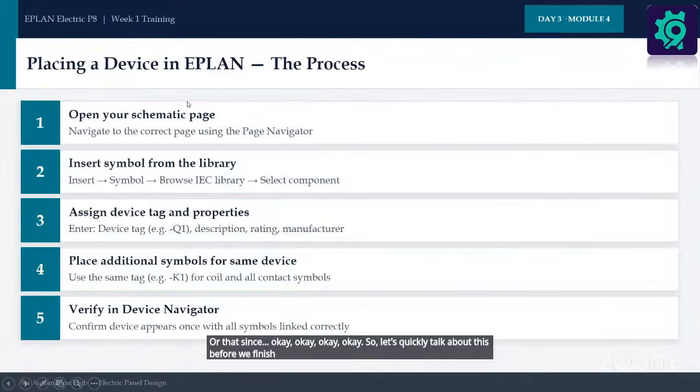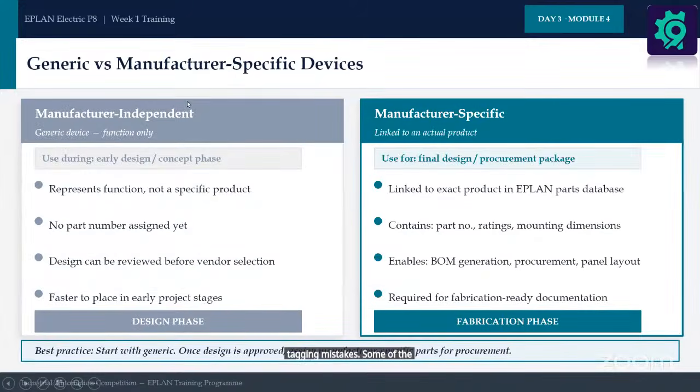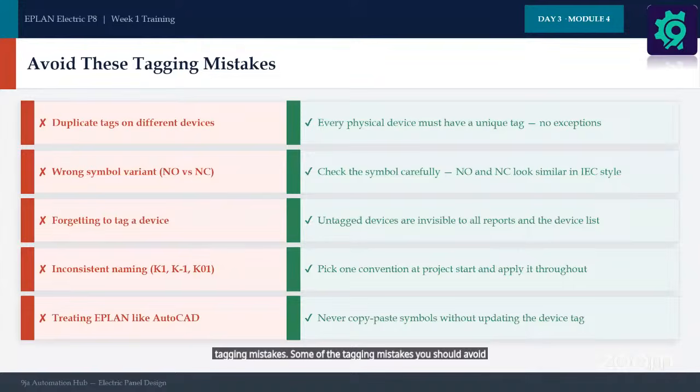Tagging mistakes. Some of the tagging mistakes you should avoid. Duplicate tags on different devices. This is clear. You have two relays, you know they are performing different functions, and you are naming them K1, K1. So it's simple. Identify K1, K2. You should be able to distinctively differentiate the symbols or the devices you are using.